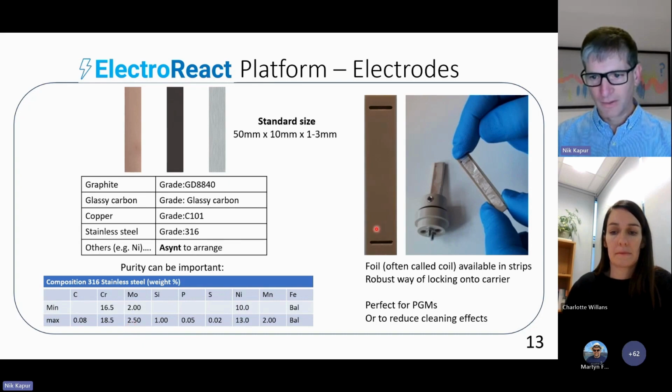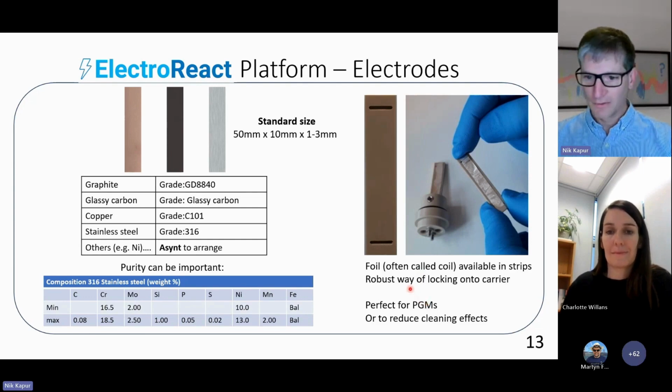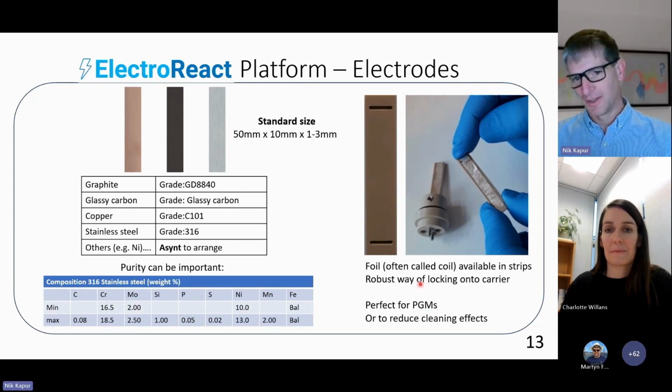And over on the right-hand side, I've talked about these foil carriers a little bit already. If you're using things like platinum group metals, which are often used in electrosynthesis, you want high purity materials, but it's obviously very expensive to buy a piece of material like this. It would cost you quite a few hundred pounds, if not thousands of pounds.